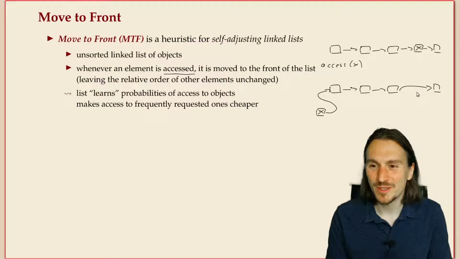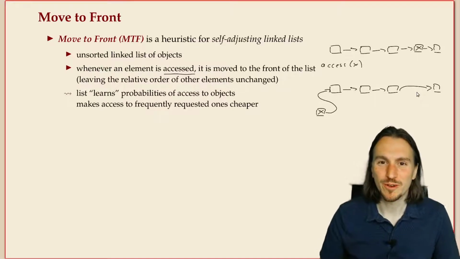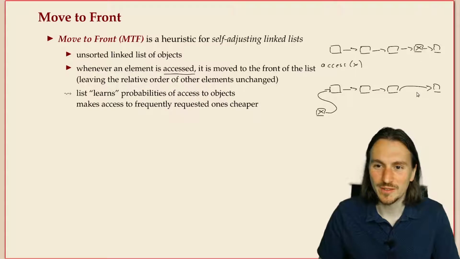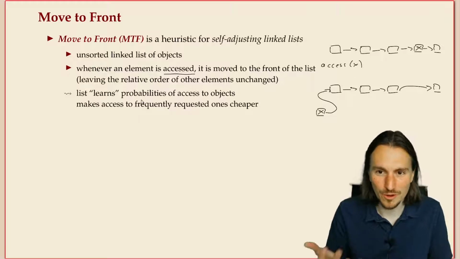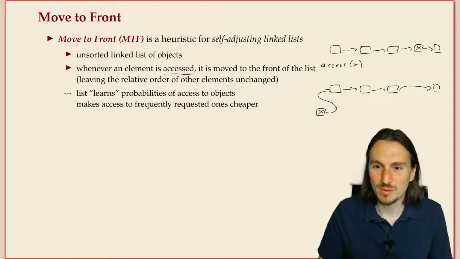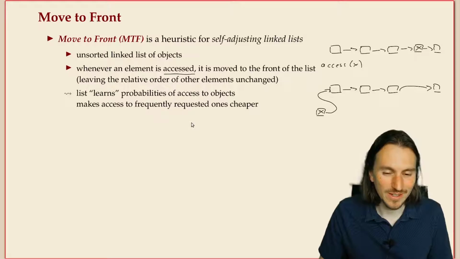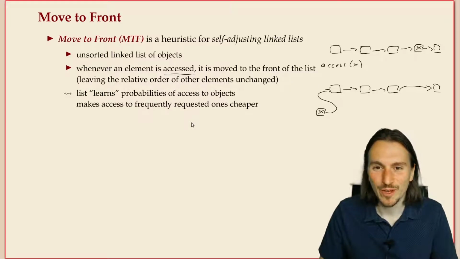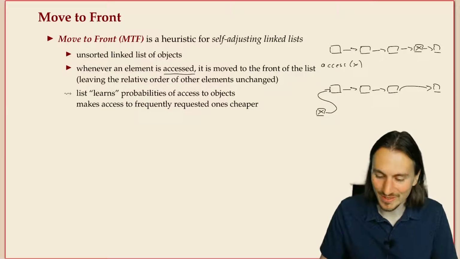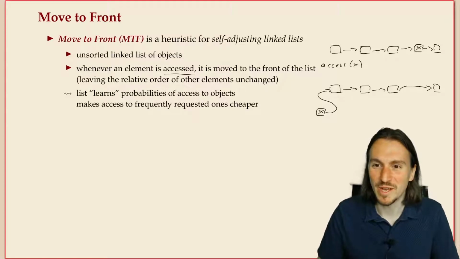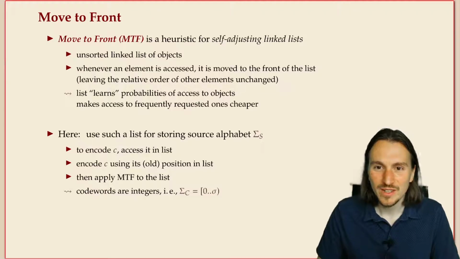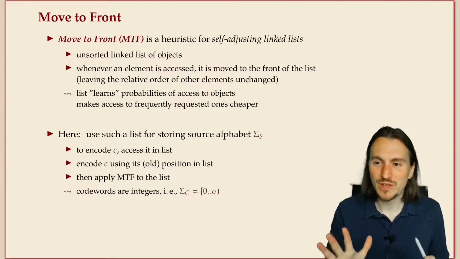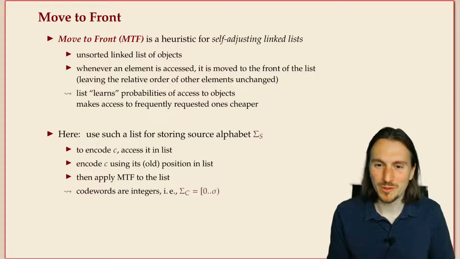And there's some theory about this move to front heuristic that I won't get into here, but it's a cute topic in data structures that this heuristic is enough to learn the access probabilities of objects in an effective way in a specific sense. But let's leave it vague at this point. We will use here the same idea, but we abuse it for something very different.